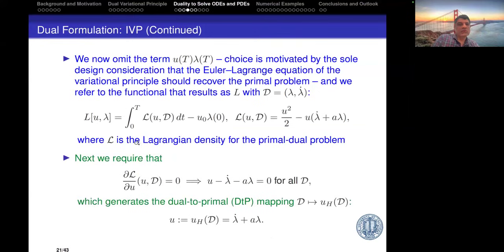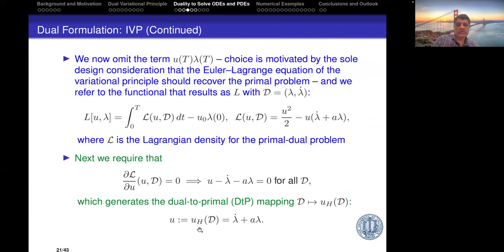So what do we require now? The same idea. Again, del L by del u, the derivative of the Lagrange density with respect to u, must be 0. So from here, you can see what you get. Just to show you, the derivative of this is au. That's this u. The derivative of this with respect to u is this. That's why I put u outside, to see the derivative very clearly. So you get a minus lambda dot minus a lambda, which is precisely this. So now you have this map for all D. This generates the mapping from this space to U_H of D. And that is what is given here.